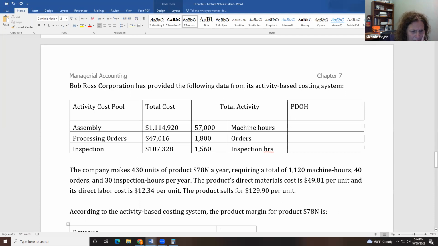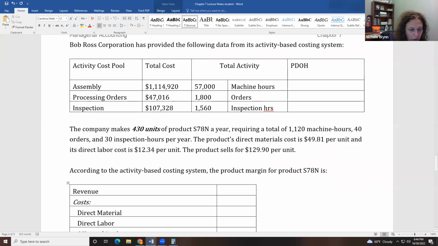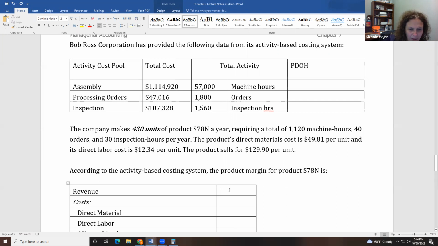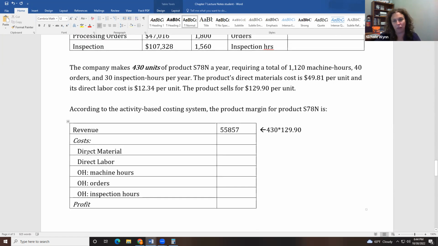Actually, let's start with revenue because it says we're making 430 units, and it says we sell them for $129.90. So if I make 430 units and each one sells for $129.90, I'm going to have revenue of $55,857. Over here, I left myself a place to explain that: 430 times $129.90.